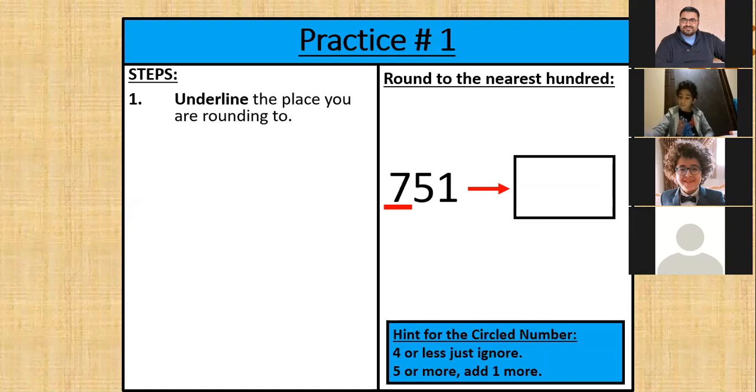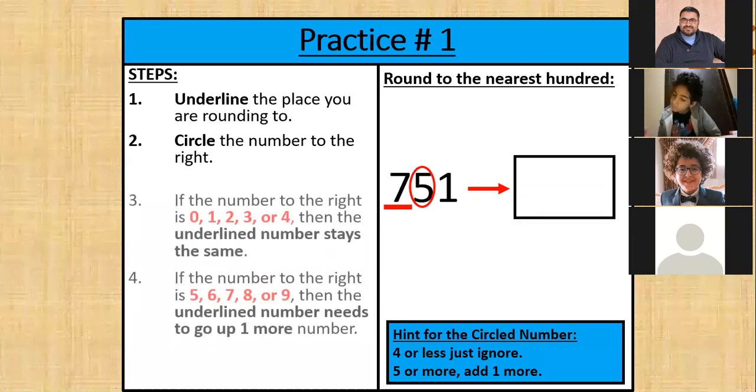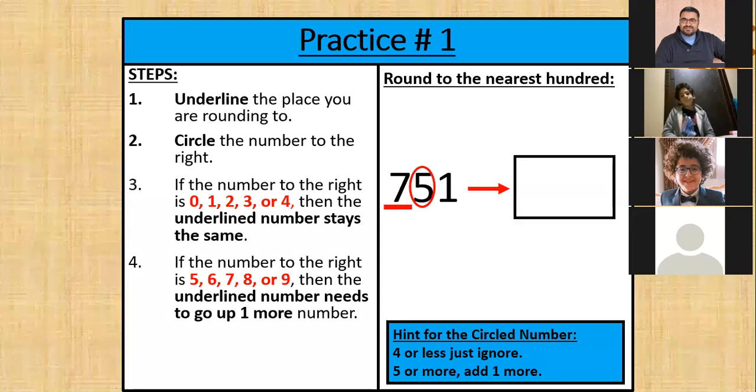Step 2, we will make a circle around the number to the right. This will be step number 2, and stop to check if 5 is rich or poor. 5 here is a rich number. 5 is from the rich numbers. So when we find a number from the rich numbers, we will add 1 to 7.